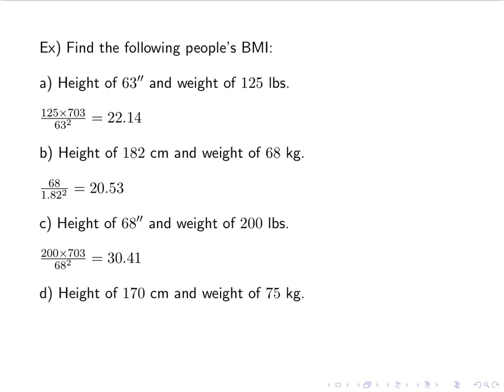And then a height of 170 centimeters and a weight of 75 kilograms. Centimeters, kilograms, that's the metric system. So I'm going to take my 75, divide by, again, 170 centimeters is 1.7 meters. So divided by 1.7 squared. And we get 25.95. Okay.